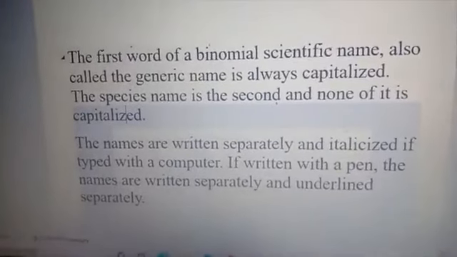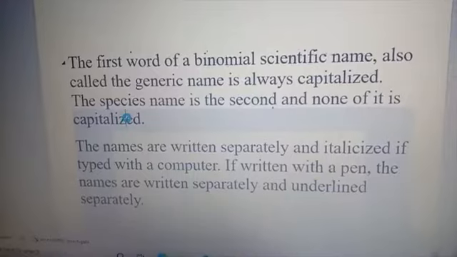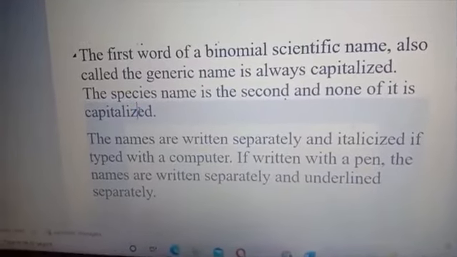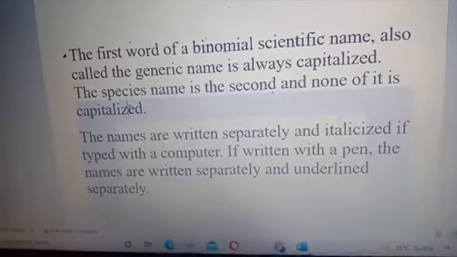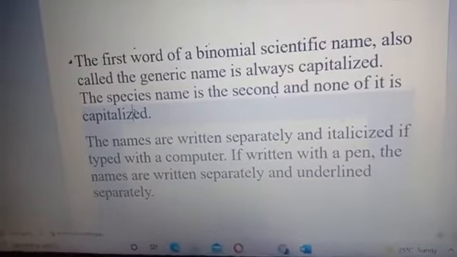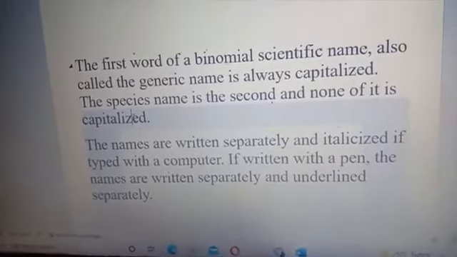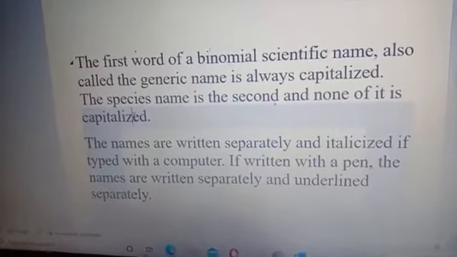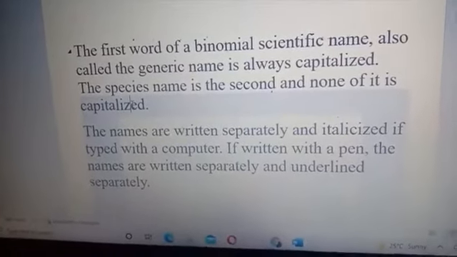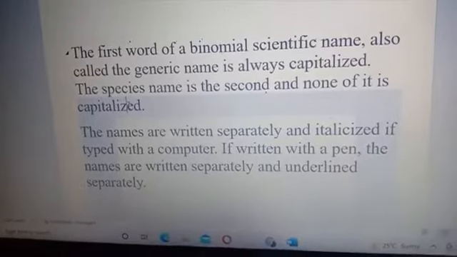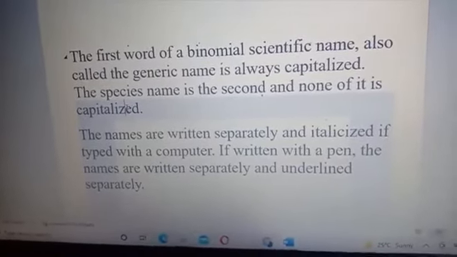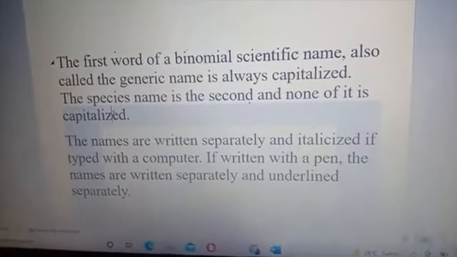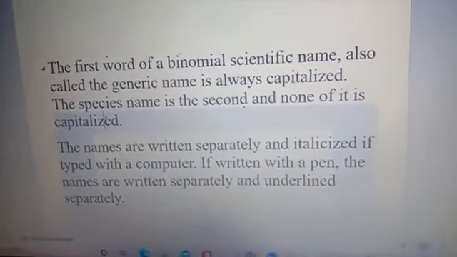Welcome back to binomial nomenclature. The first word of a binomial scientific name, which is also called generic name, is always capitalized. The first word only, the first letter is capitalized. The specific name is the second, and none of its letters are capitalized. The names, that is generic name and specific name, are written separately and they are italicized.